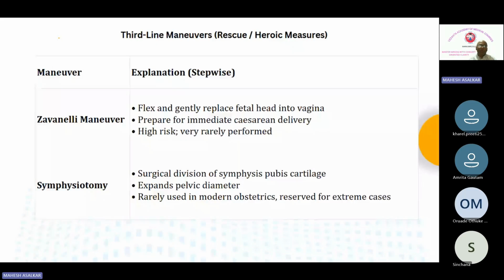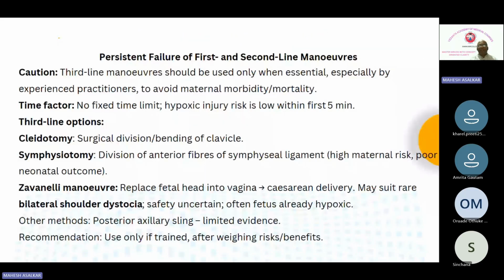So now, if there is a persistent failure of the first and second line maneuvers, just now we have seen the cleidotomy, symphysiotomy, Zavanelli's maneuver. Bilateral shoulder dystocia, sometimes they can ask you this: Zavanelli maneuver may suit rare bilateral shoulder dystocia. But the condition itself is very, very rare. Other methods are posterior axillary sling. There is limited evidence. So that is about the first line, second line, and third line.